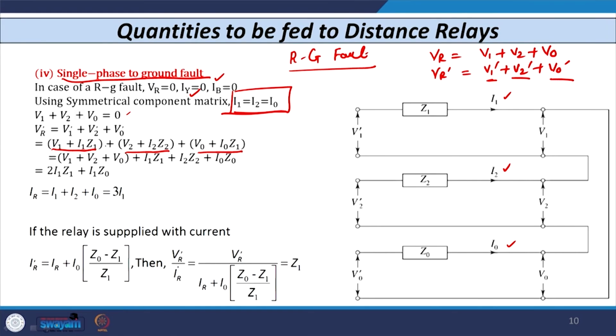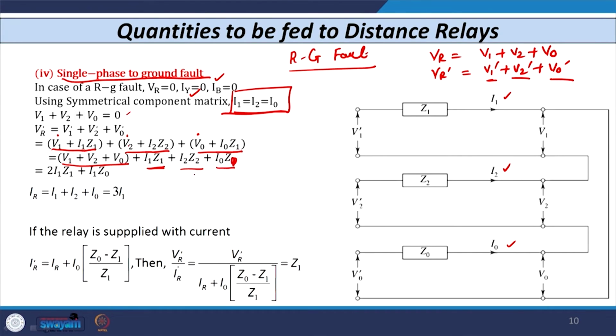So, we can put the value I2 is equal to I1. We can put it here, I1, Z2 is equal to also Z1. Similarly, we can put here I0 that is equal to I1. So, if I add these two, V1 plus V2 plus V0, this value and this value, we will have this, plus we have I1 Z1, I2 Z2 and I0 Z0.